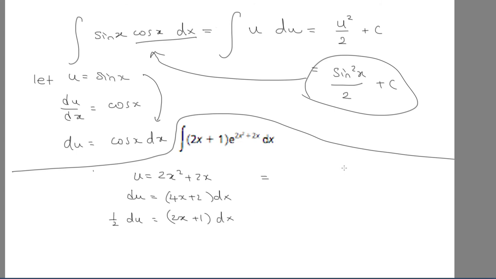Is that right? So this whole thing can be e to the power of u. So that's e to the power of u here. And 2x plus 1 dx is equal to just half du. So half here, half du. So that becomes a half, and then e to the power of 2x squared plus 2x plus c.